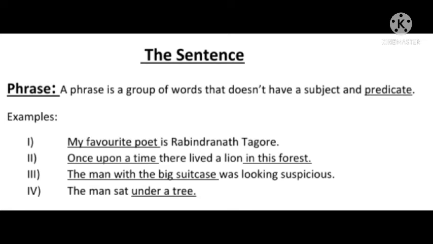It means it will be a group of words. There will be a collection of some words in a proper order, of course, but this collection will not have any subject or verb. For example, if we see, my favorite poet is Rabindranath Tagore. Once upon a time, there lived a lion in this forest. The man with the big suitcase was looking suspicious. The man sat under a tree. In all these four sentences, children, the underlined group of words are phrases.